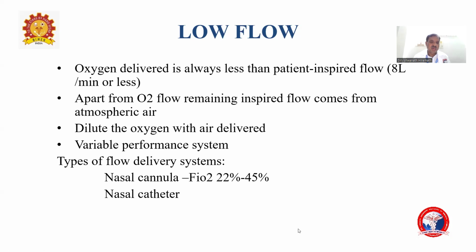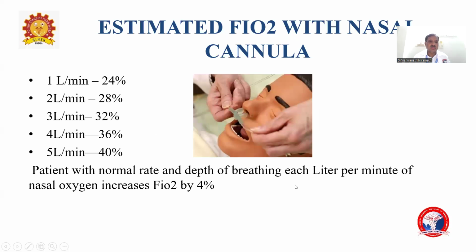Types of delivery devices. Nasal cannula, FiO2 22 to 45%. As an alternative to the nasal cannula, you can use a nasal catheter. Estimated FiO2 with nasal cannula: if you supplement 1 liter per minute, 24%; 2 liters per minute, 28%; 3 liters per minute, and so on, up to 5 liters, maximum 40%. In a patient with normal rate and depth of breathing, each liter per minute of nasal oxygen increases FiO2 by 4%.